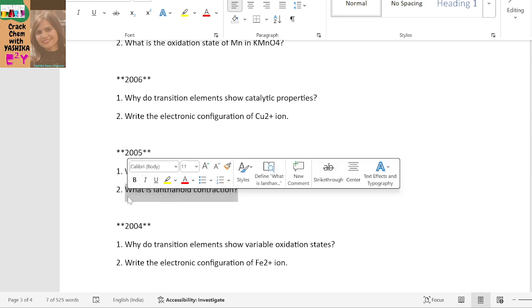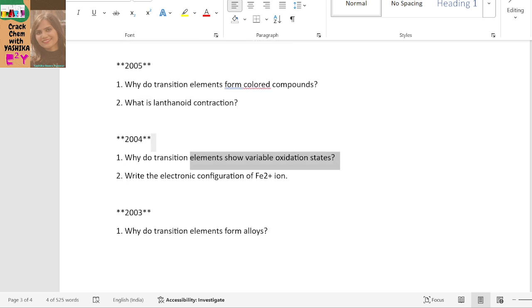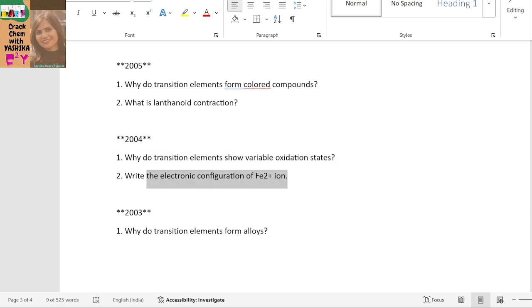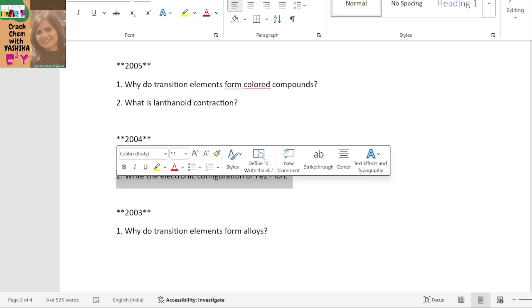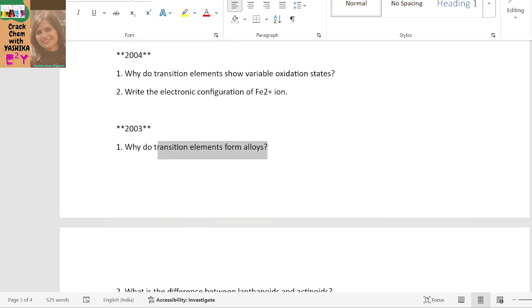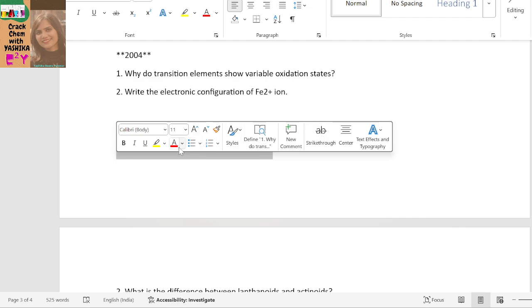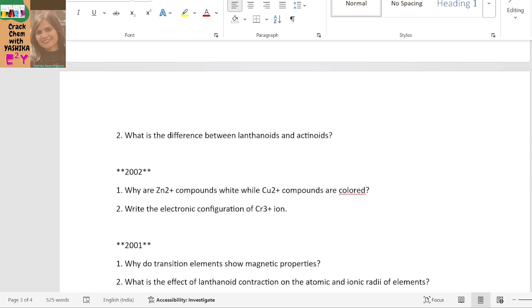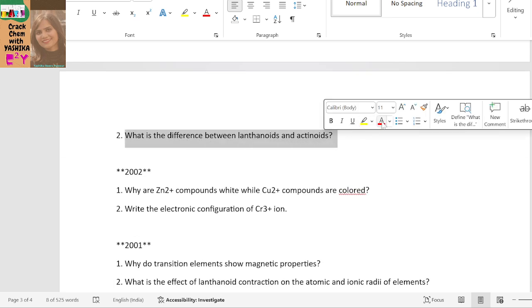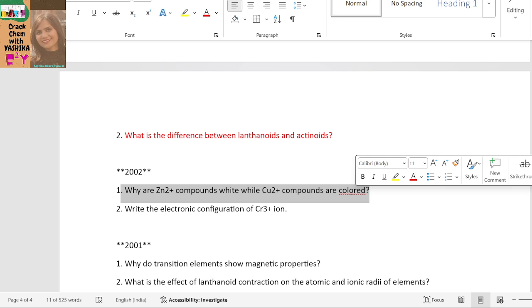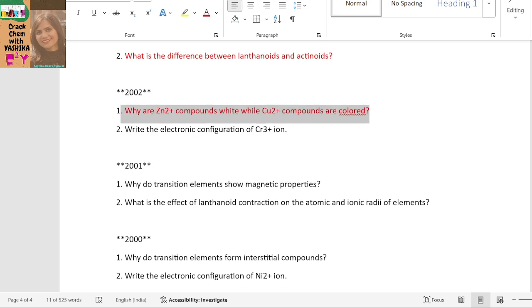What is lanthanoid contraction? Why do transition elements show variable oxidation state? Write down the electronic configuration of iron 2 positive, that is the ferrous ions. Why do transition elements form alloys? What is the main difference between the lanthanoid and the actinoid? Why are zinc 2 positive compounds white while the copper 2 positive compounds are colored?